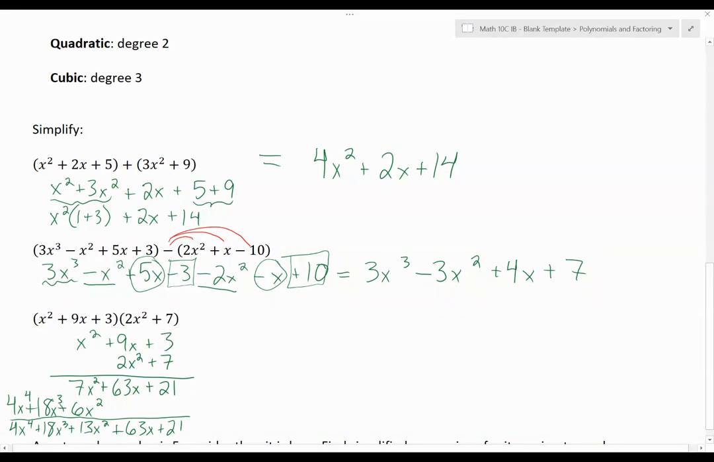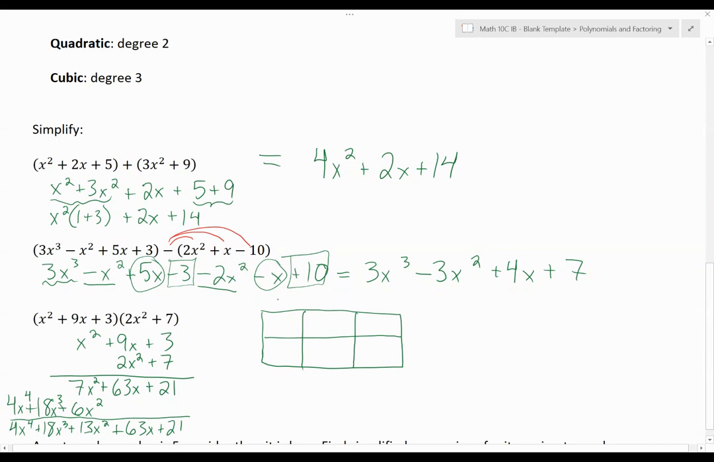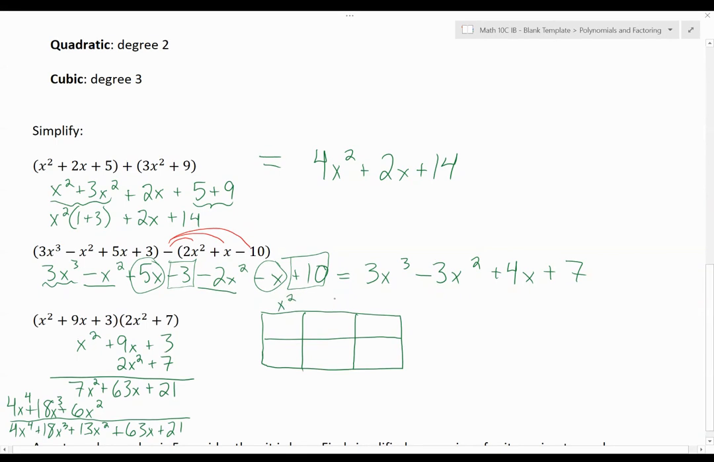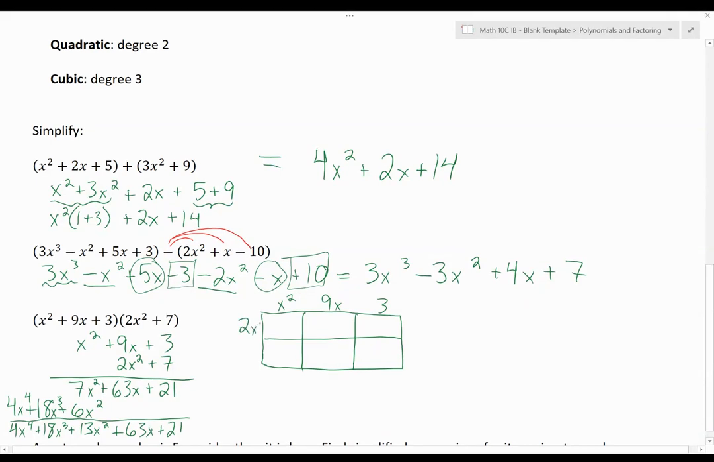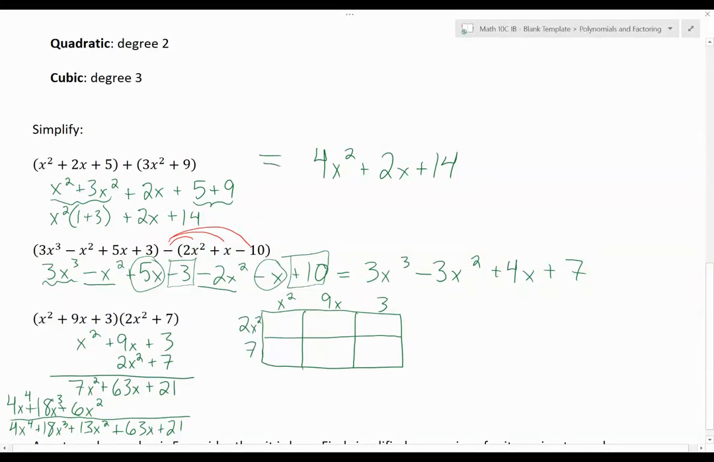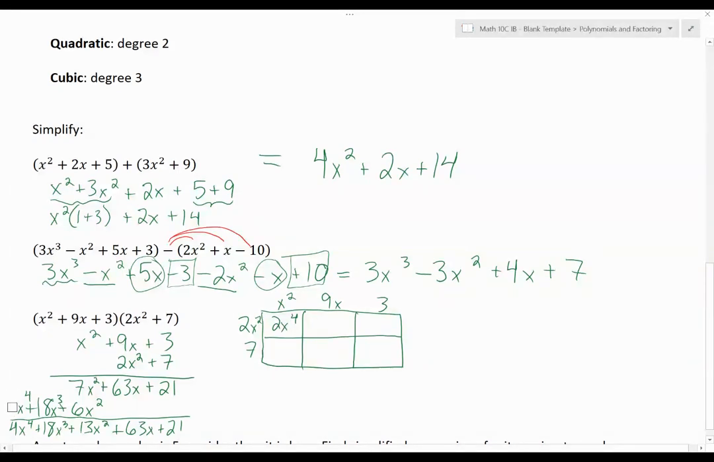Another way to organize this is using boxes. So I'm going to consider that I have a 3 times 2. So x squared, 9x, and 3 are my trinomial terms, and 2x squared and 7 are my binomial terms. In each box, I'm going to multiply the term at the edge of that column and row. So 2x squared times x squared is 2x to the power of 4. I, for some reason, wrote 4x to the power of 4 in my previous one, but it is 2x to the power of 4.